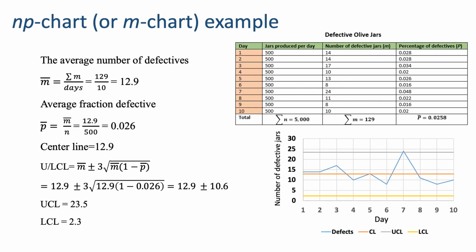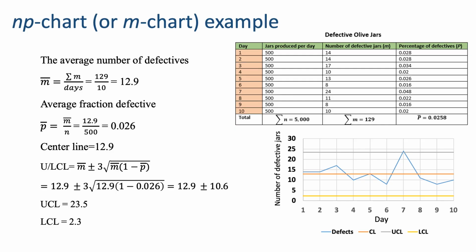The difference between the previous P chart and the NP chart on this slide is that the number of defective or non-conforming products will be used to build the chart. The number of defective products is represented by the letter M. If you look at the table on the top right, the number of defective products, or the M values, for each day are listed. In addition, the P values representing the percentage of defective product for each day are also listed.